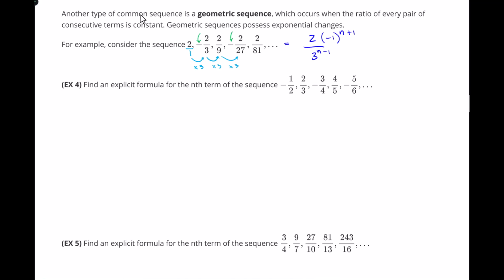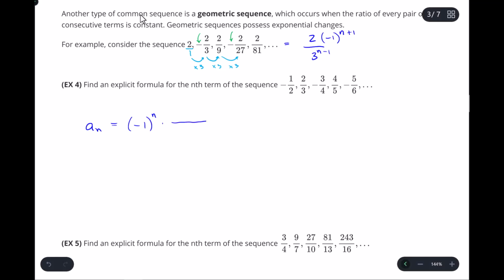All right, so find an explicit formula for the nth term of the sequence negative 1/2, 2/3, negative 3/4, and so on. We start with a negative value, and then we have a positive, and then a negative, so we have an alternating sequence here. That means I'm going to have negative 1 to the nth power or negative 1 to the n plus 1 power. I just need to make sure the negatives and positives line up. So a sub 1 is negative, and this would be negative. That works fine. So that gets my alternating piece.